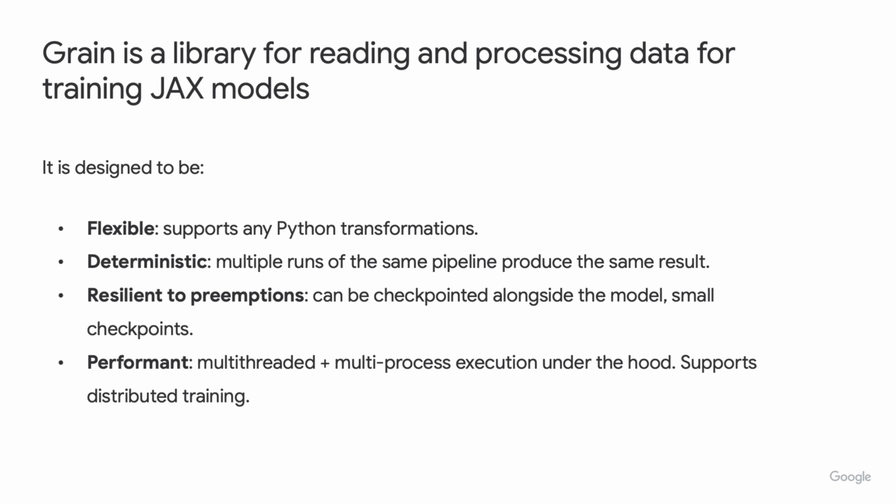Another part: any non-trivial scale training will hit either hardware failures or preemptions or some sort of failure during its training. And Grain handles checkpointing alongside the model, and the checkpointing mechanism is efficient.